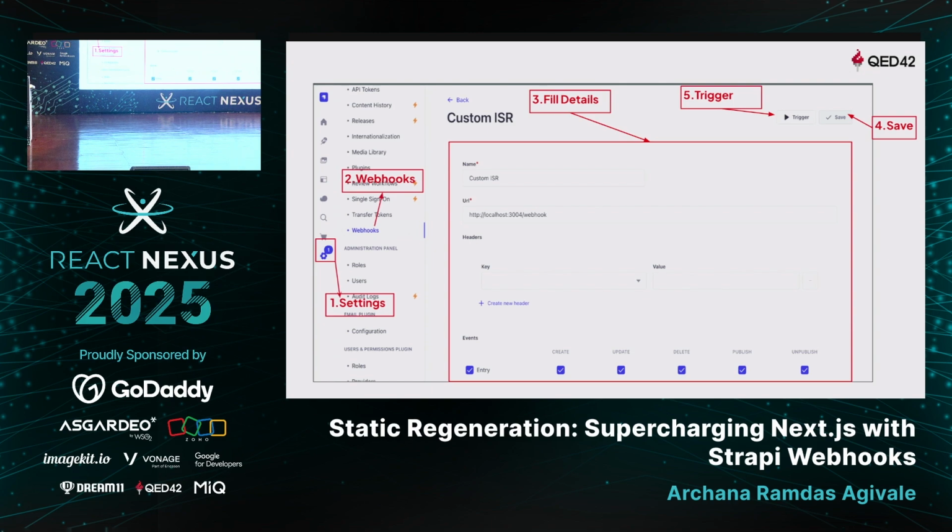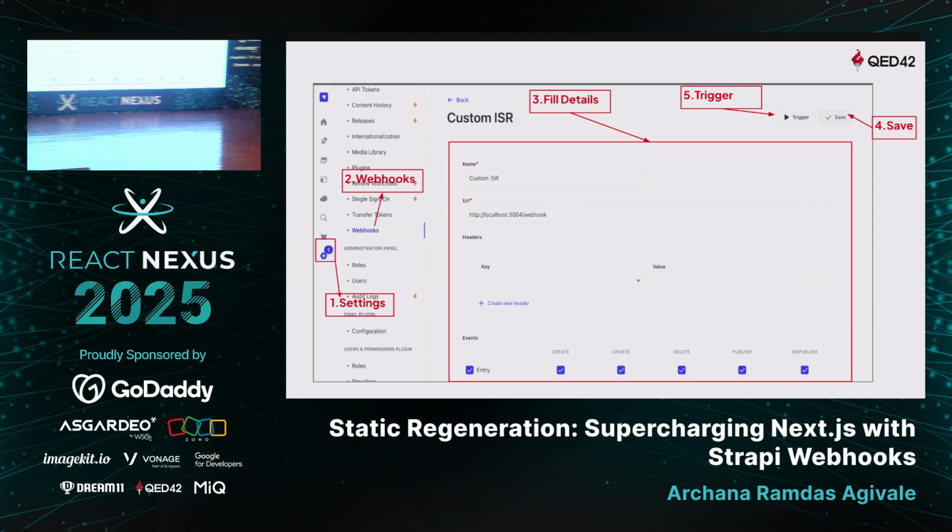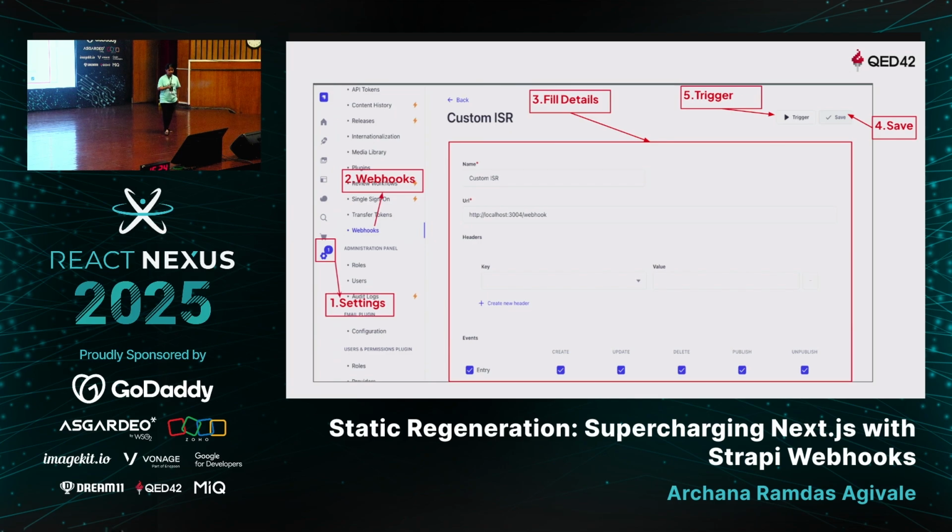In my case, I added the URL as slash webhook, and you can see at the bottom there are events. Events means whenever content gets updated, deleted or published, whichever events happen with content that we select, then only our webhook will get triggered. So if any article gets added, then only your webhook API gets called.